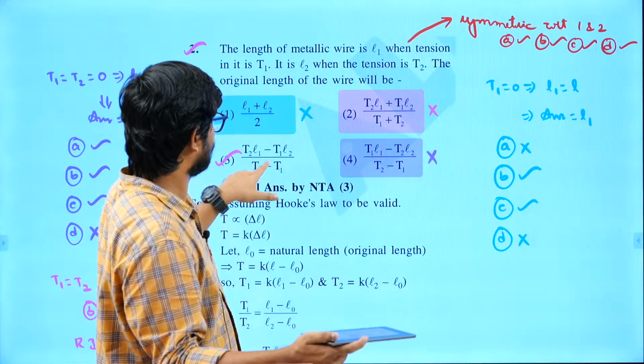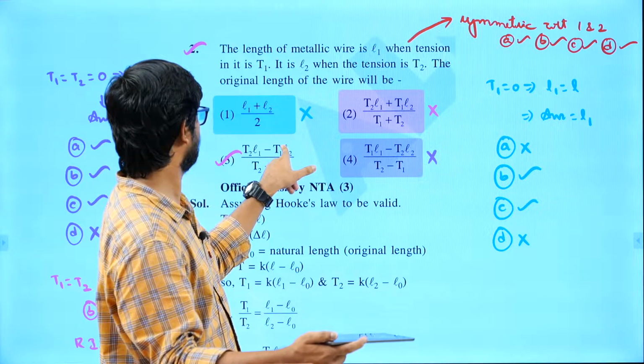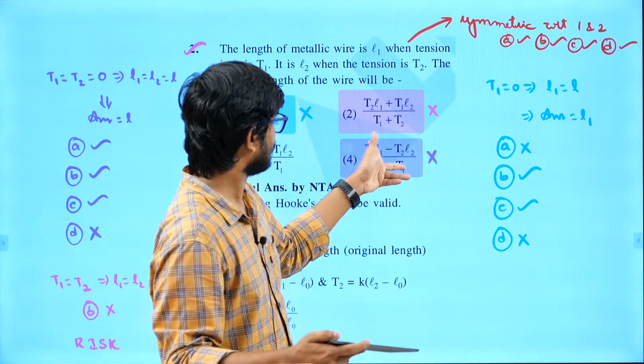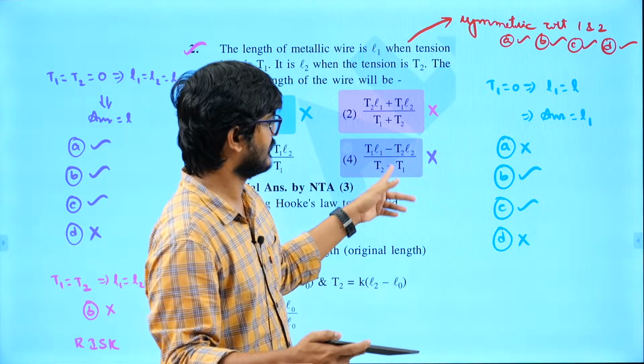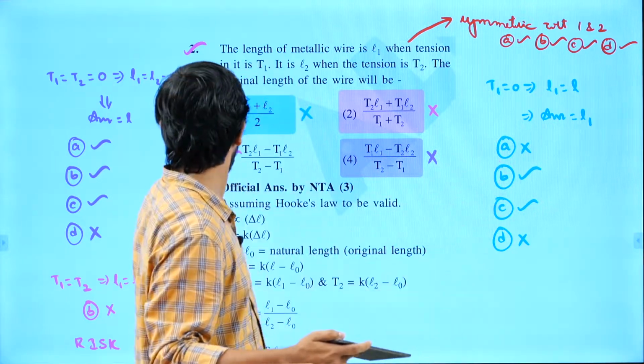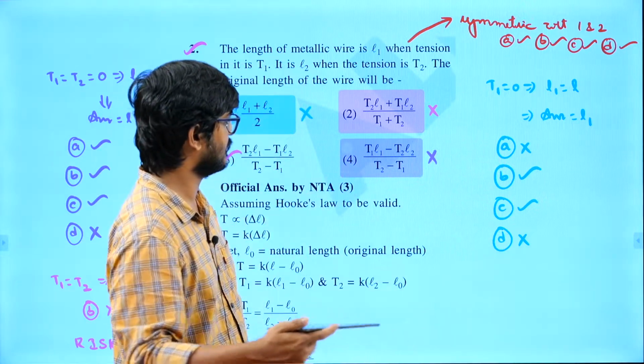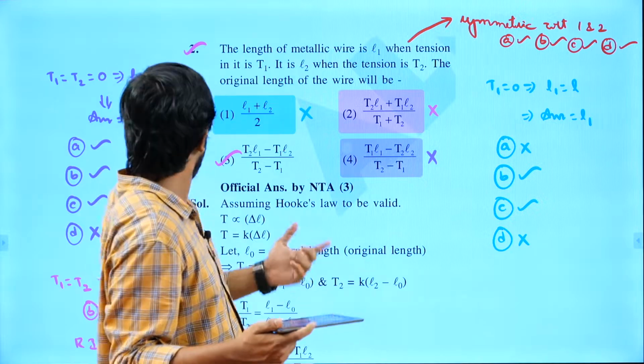But what about this one? If T1 is 0, this one and this one is going to be 0, I am getting L1, so I can't eliminate that also. Now if T1 is 0, then I am getting minus L2, so I can eliminate this also. So I can eliminate option A and D from here. So how did I eliminate option B then?